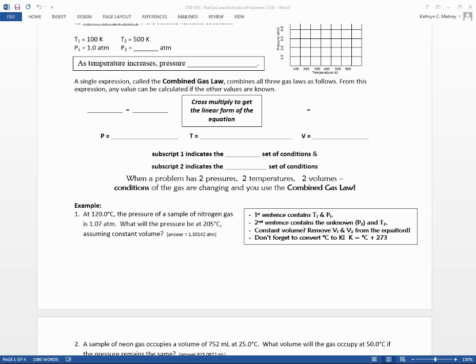Now, that looks a little scary, doesn't it? Why? Because it's got six variables. Some of my students in the past have said they would prefer to learn P1V1 over T1 equals P2V2 over T2 as P1V1T2 equals P2V2T1. That just messes with my head, but you might like it. All I've done to the combined gas law here is a crisscross multiply. So, the combined gas law, you can either memorize it as that, or as this, but you must memorize it.